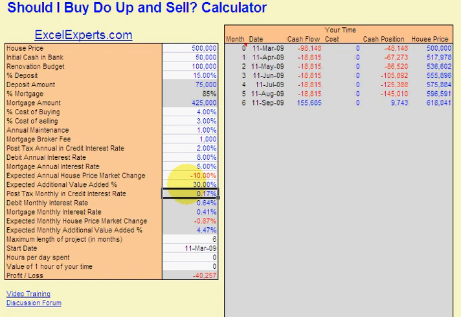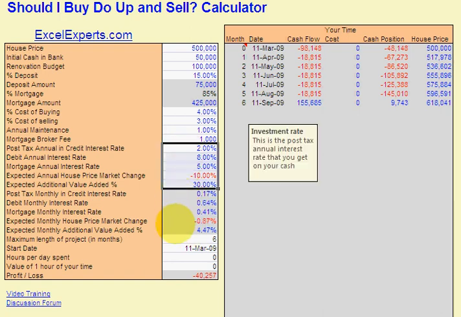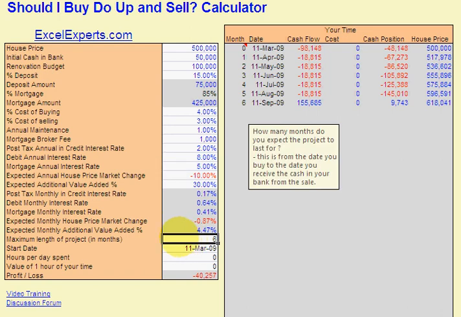Post-tax monthly credit interest rate. So anything in grey is calculated for you. So the calculator works month by month, as you can see here, and these are all the monthly versions of everything that you've entered up here. So that'll give you some idea.